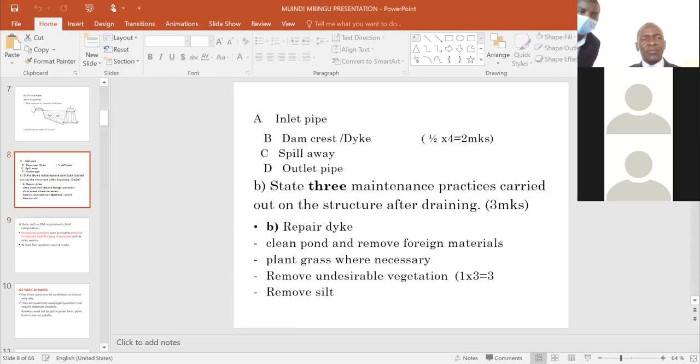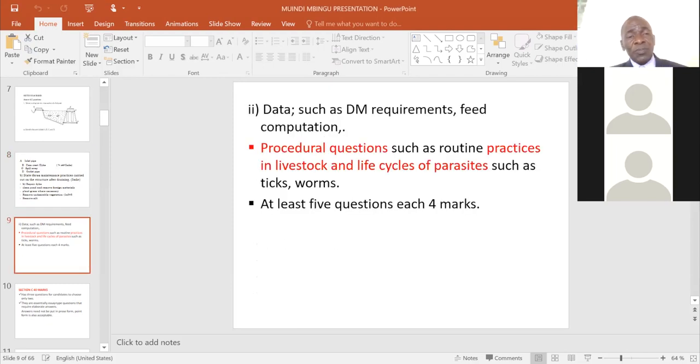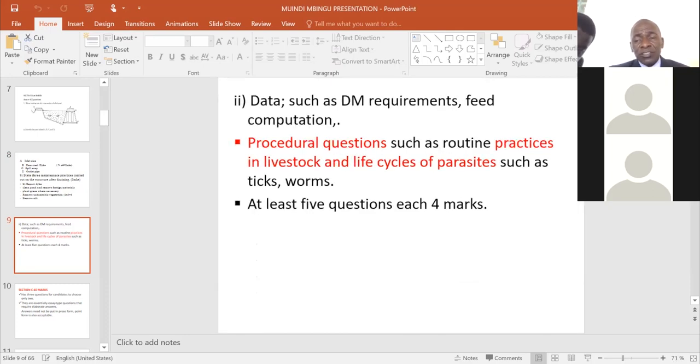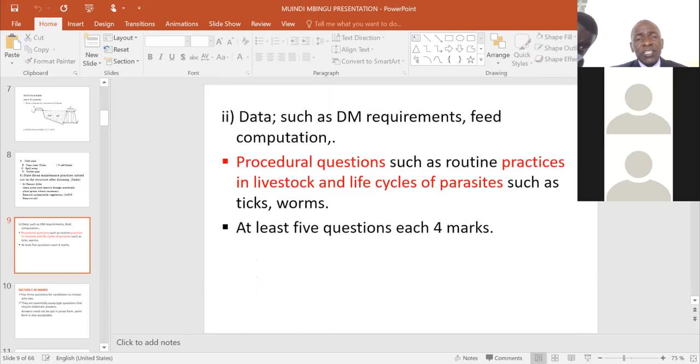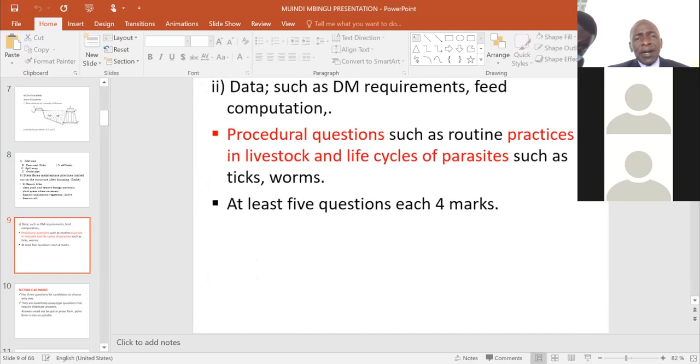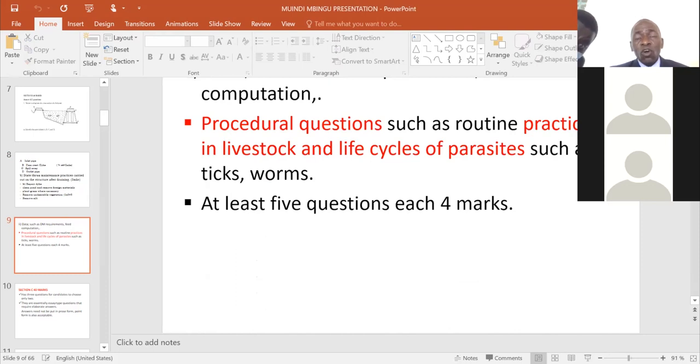Yes. Thank you. I was in the process of explaining that in section B, we may also get questions on calculation, where you might be required, for instance, to work out the dry matter requirements or to compute a ration using Pearson's square. We shall get back to these details later on. Procedure-based questions may also appear in this section. And for each question, there is a total of 5 marks and may also be 4.